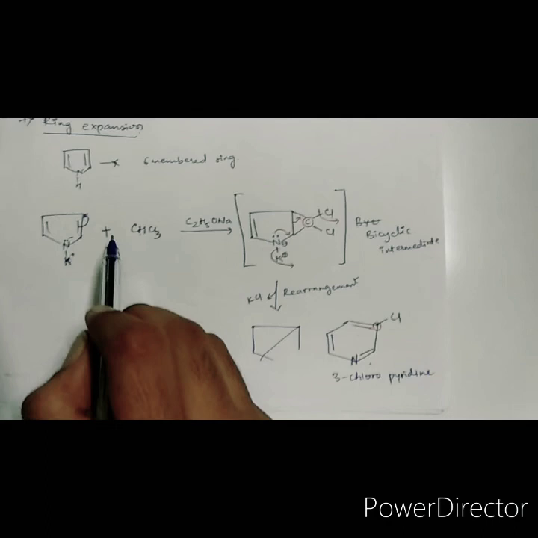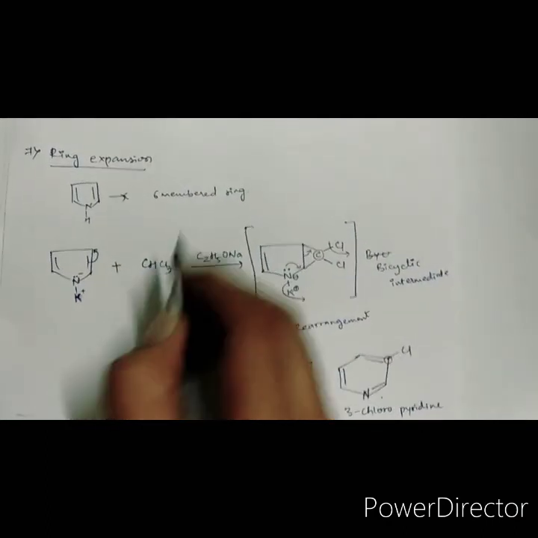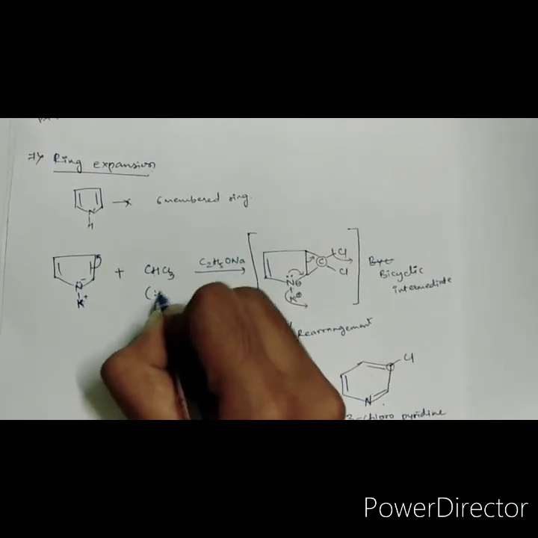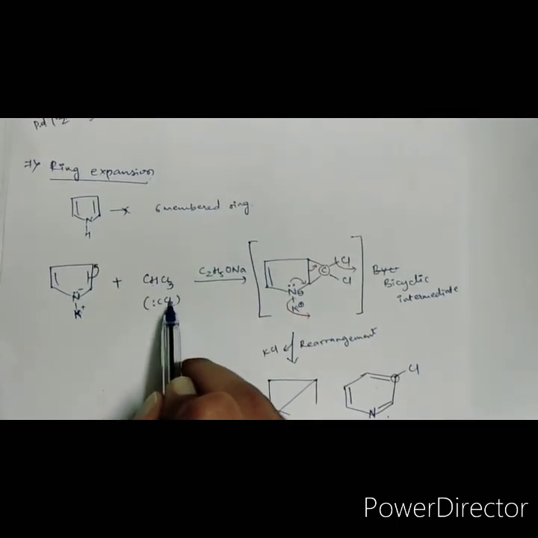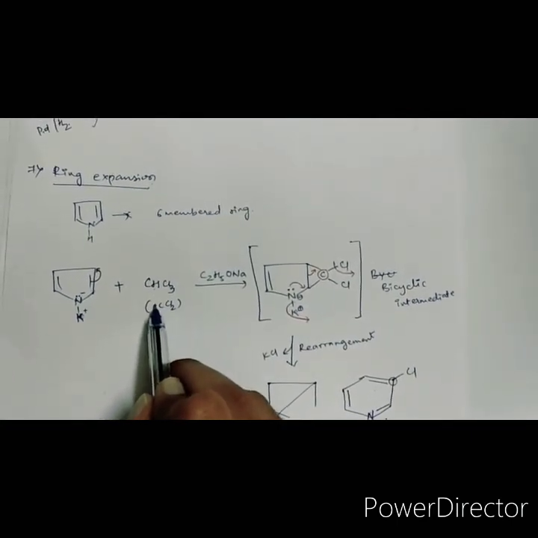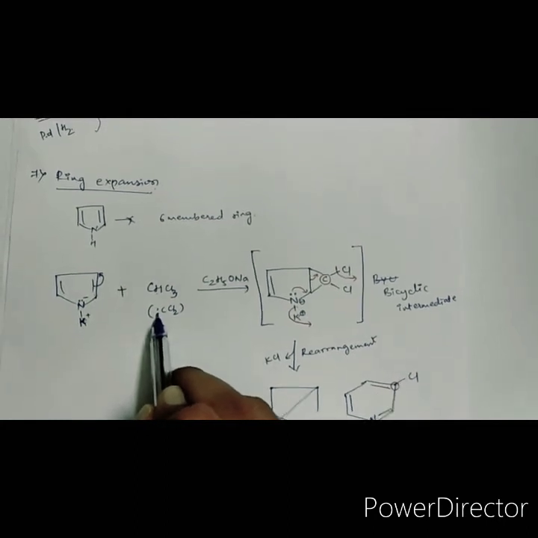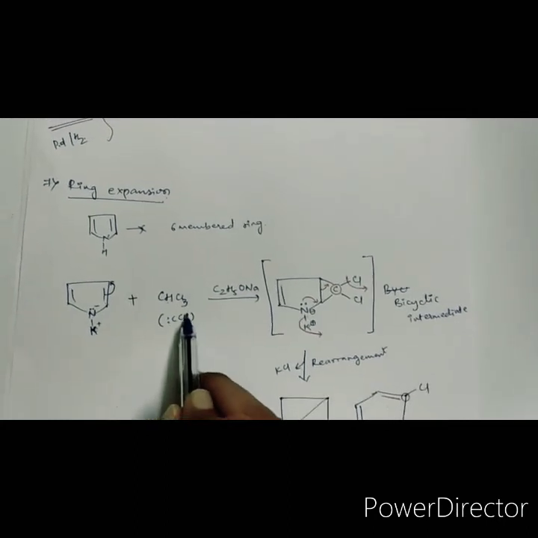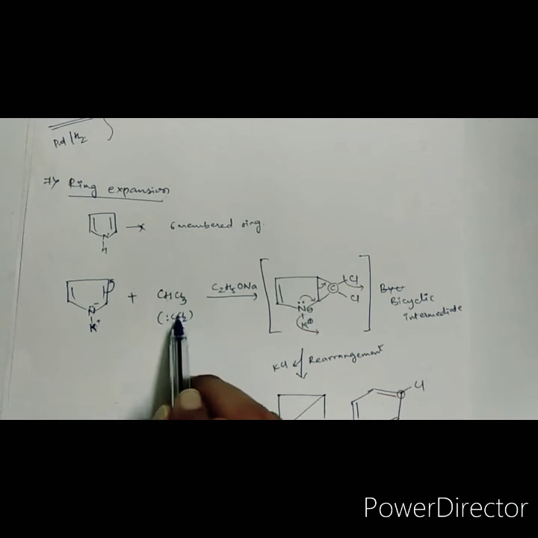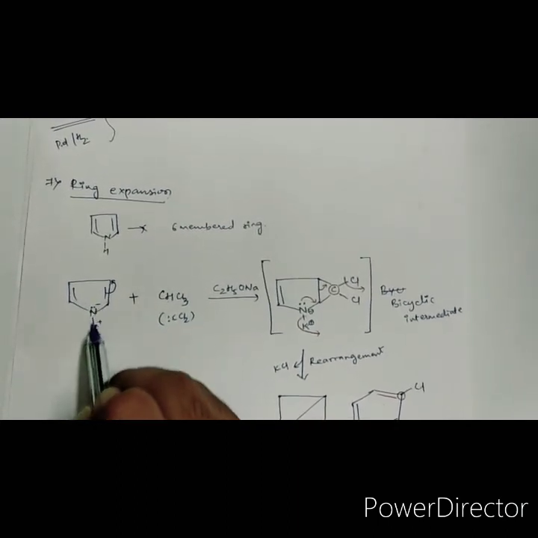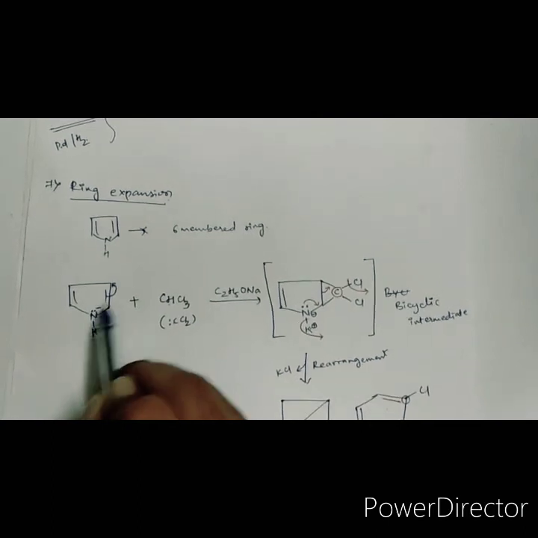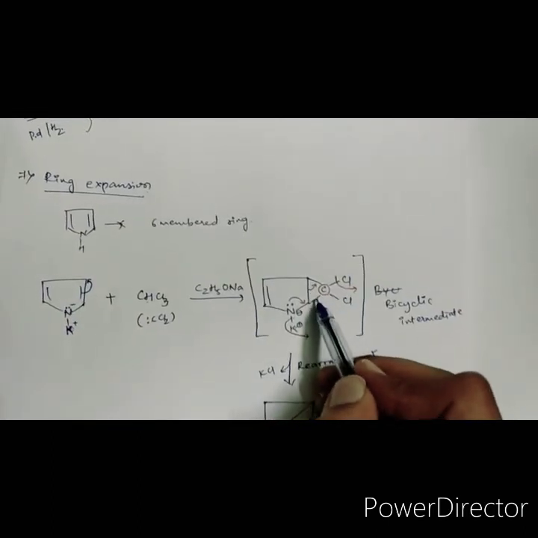So what happens is basically this chloroform forms a carbene. This is dichloro because there are two chlorines and the carbon has an extra electron pair. So this is known as dichlorocarbene. First, chloroform is converted into dichlorocarbene. This dichlorocarbene attacks the potassium salt of pyrrole, leading to formation of a cyclic system.